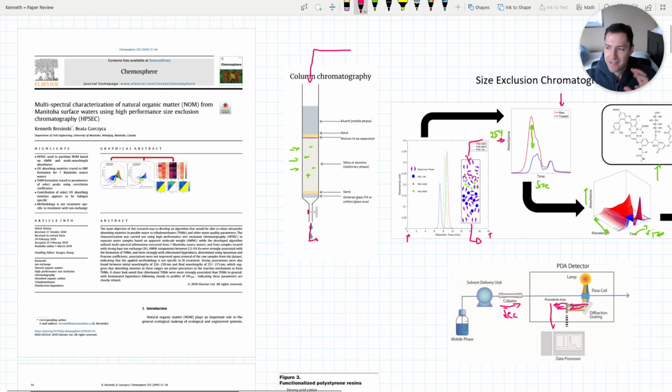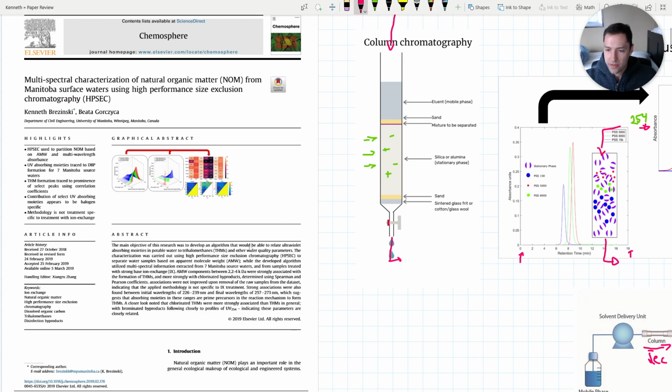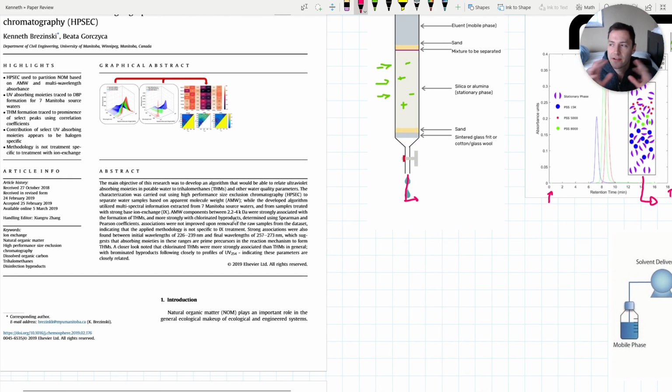So we have a pretty good idea what size exclusion chromatography is and why we want to use it. So for the purpose of this work, the question is, what are we going to do with it? Well, the idea is that we want to characterize water in such a way that when we're looking at certain peaks or different sizes of compounds, if we treat the water and we decrease the height of these peaks, does that correlate with a decrease in, for example, disinfection byproducts?